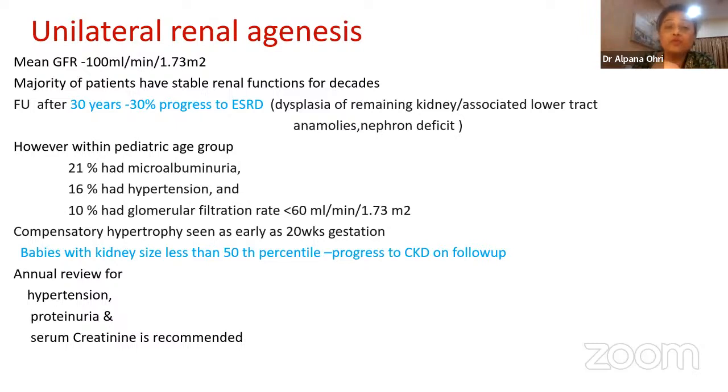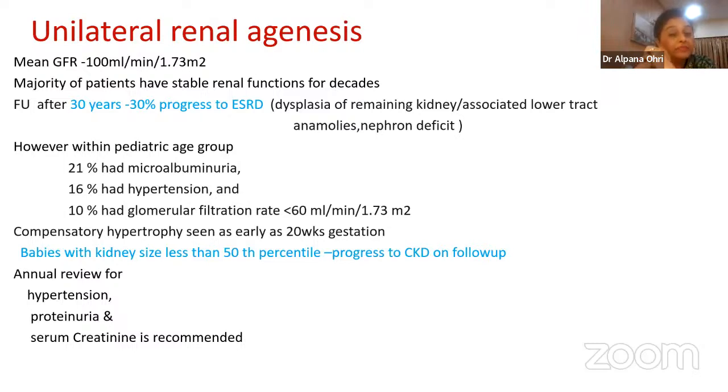Even in the pediatric age group, patients of unilateral renal agenesis are known to have microalbuminuria. 16% have hypertension, and up to 10% may have GFR less than 60. So going on to when does the compensatory hypertrophy happen? The compensatory hypertrophy in unilateral renal agenesis happens very early, as early as 20 weeks.